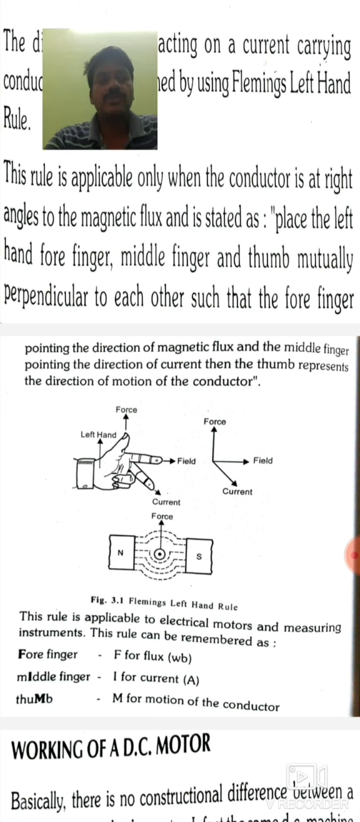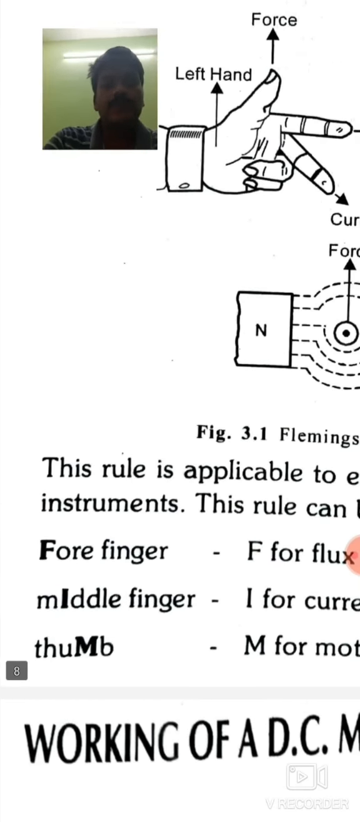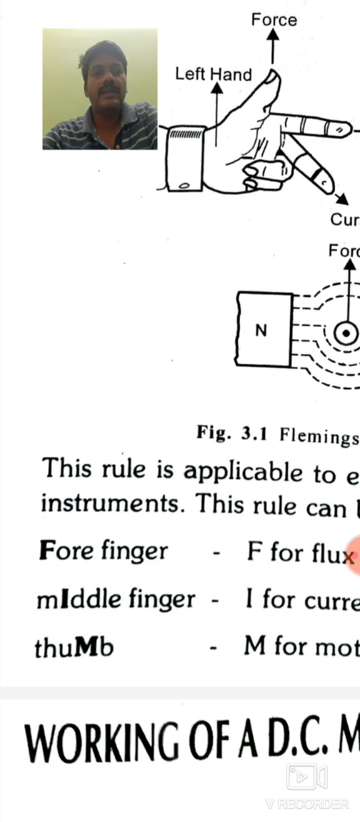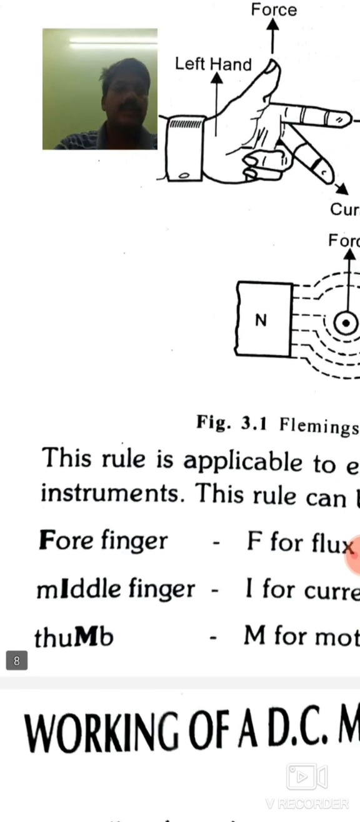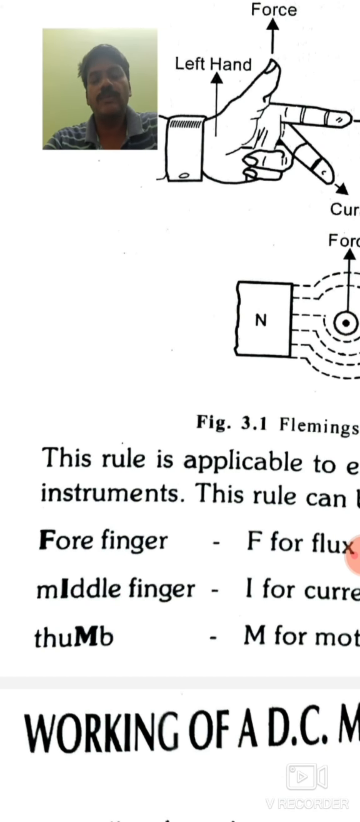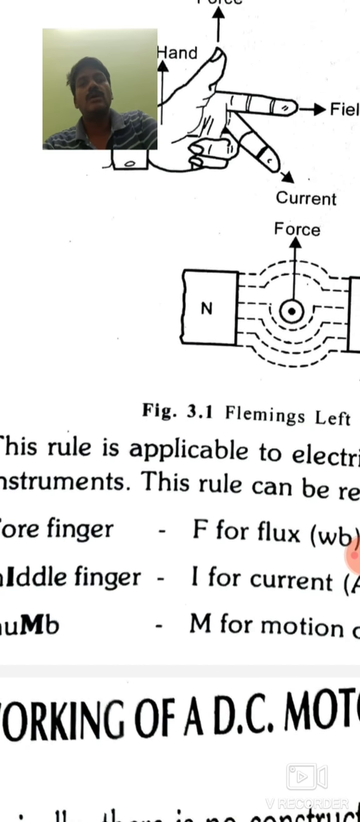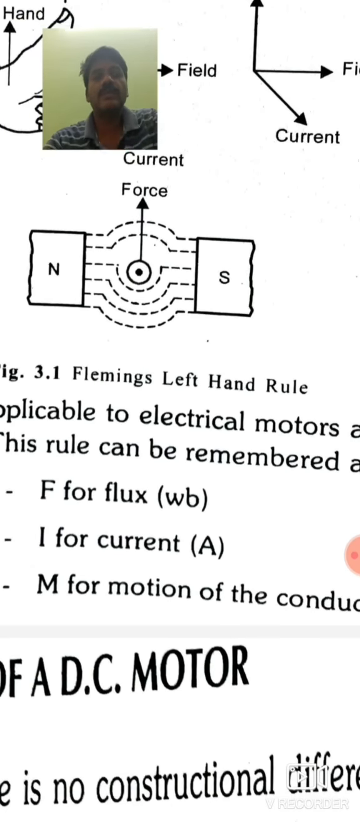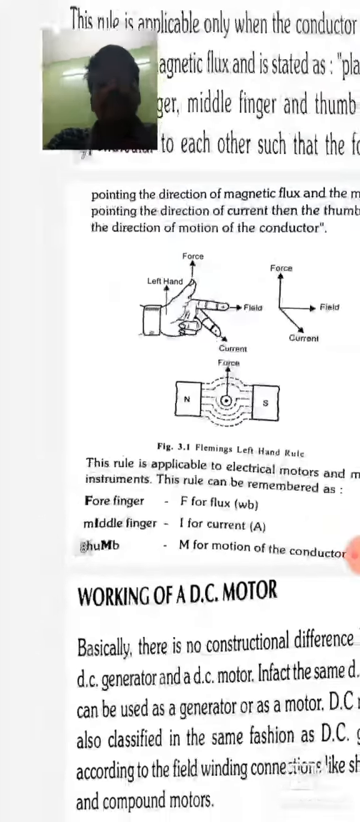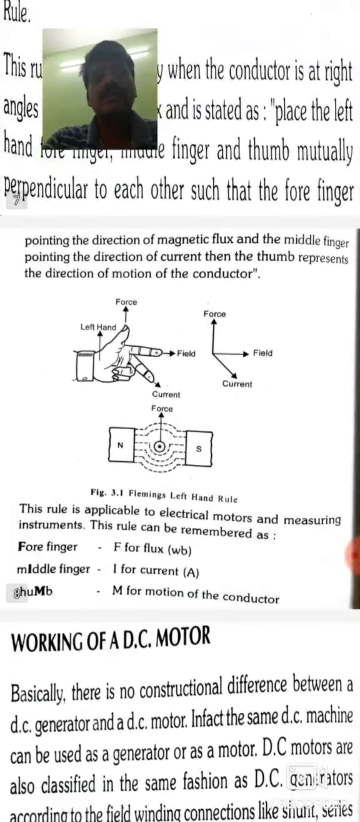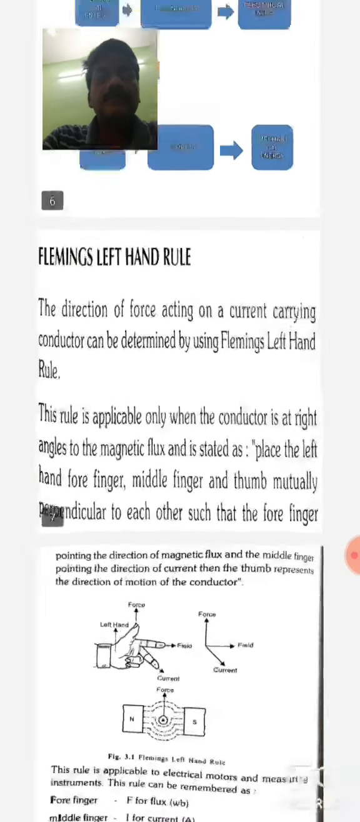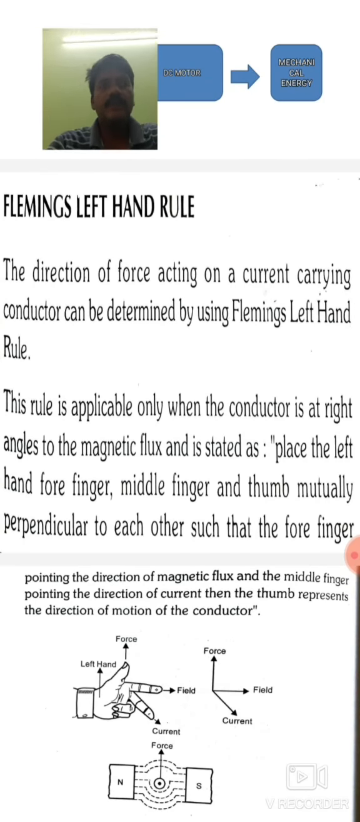Flux, its unit is Webers. Middle finger, middle letter I, represents current. The thumb, capital M, shows motion of the conductor. This is the basic principle behind the DC motor, right?